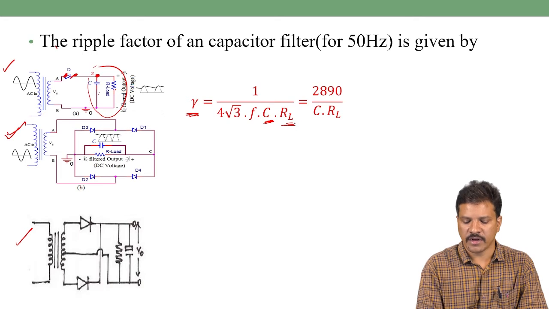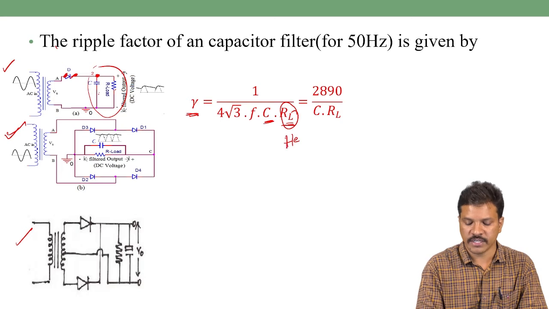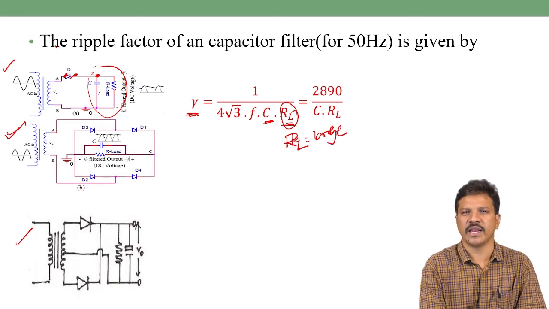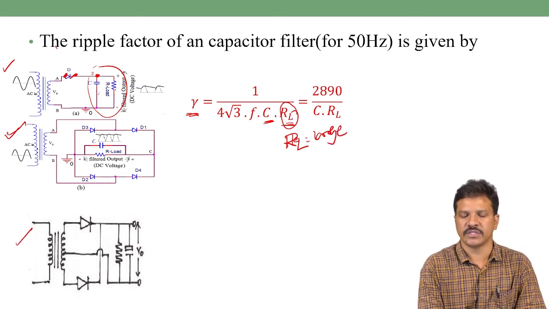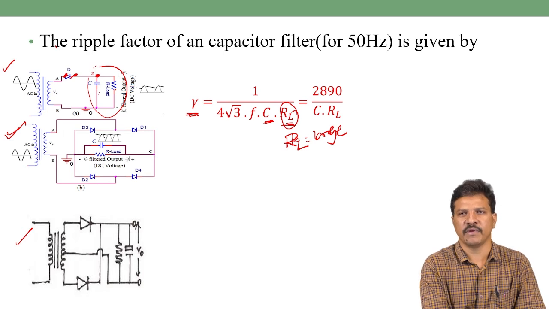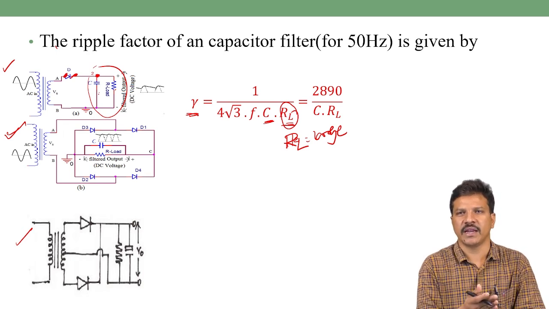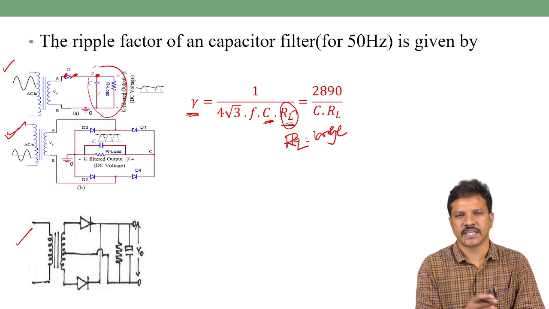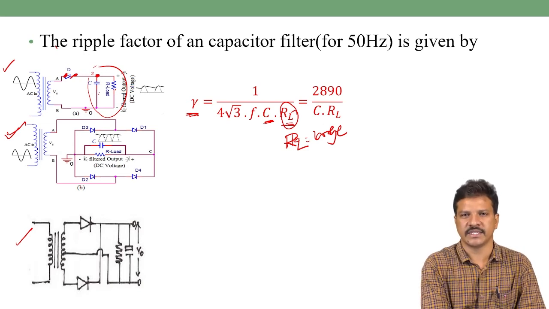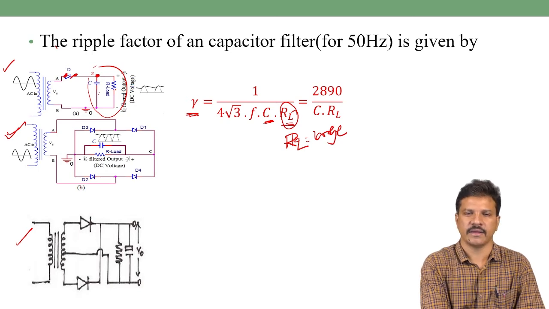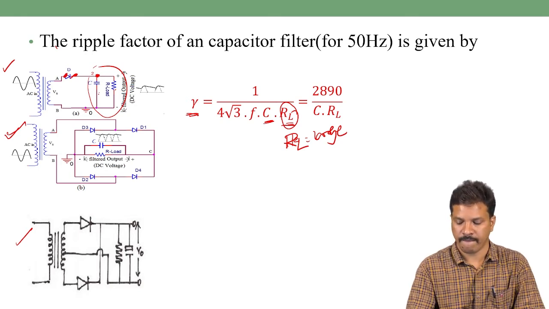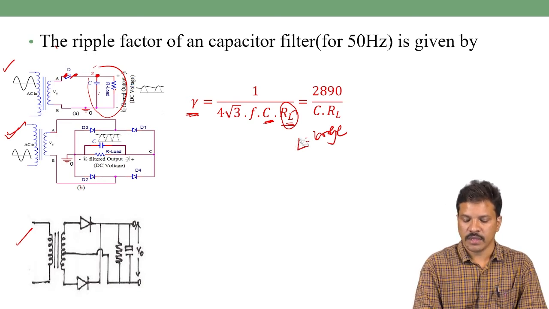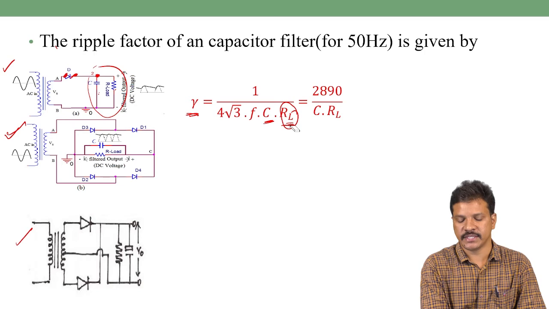So for heavy loads or large loads, the load resistor is very large. When RL is large, you will achieve a lower ripple factor. So because of this relation, the capacitor filter can be useful for large resistance or light load current. So for heavy load resistors, we can prefer the capacitor filter.